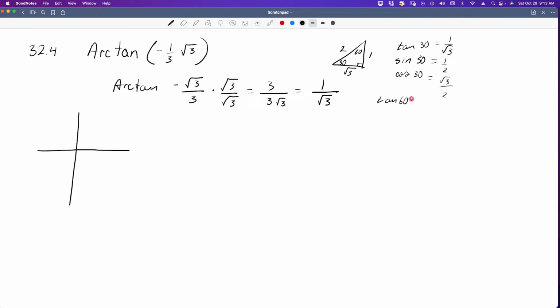Tan of 60 is equal to opposite over adjacent, so the square root of 3 over 1. The sine, or you can do it in any order, sine, cosine, tangent, whichever one you want to write it as. So the sine is the opposite over the hypotenuse, so square root of 3 over 2.